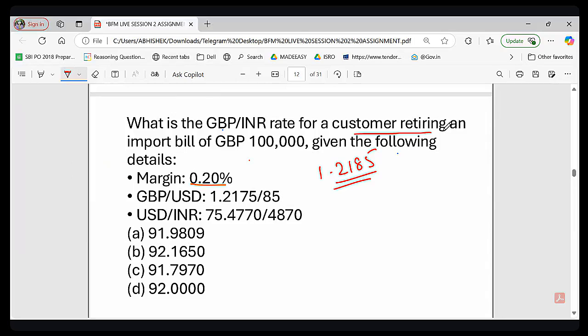Now what is the rate at which we can buy USD? Now come to this particular USD per INR. What is the rate at which we can buy USD? किस रेट पे हम लोग USD बाय करेंगे? Whether it is 75.4770 or 75.4870.